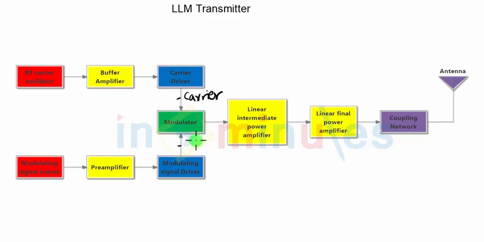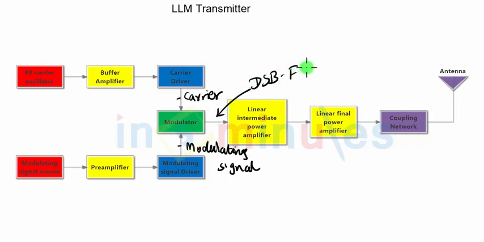But again, I repeat, all these blocks will not provide any power amplification to the modulating signal as it reaches the modulator. So we have the carrier and the modulating signal present at the input of the modulator. The output of the modulator will be nothing but an AM signal, in this case double sideband full carrier, which will be of low power content because the modulation took place at low power level.